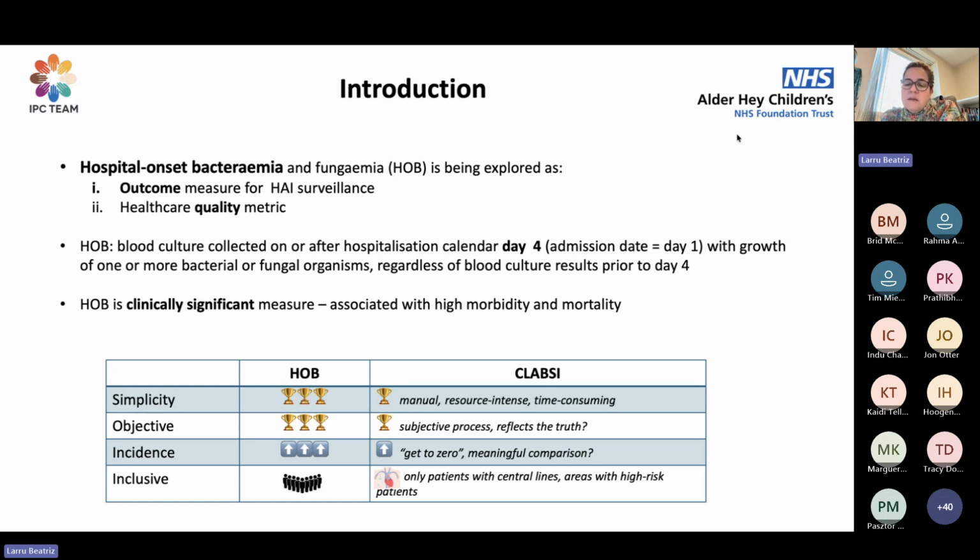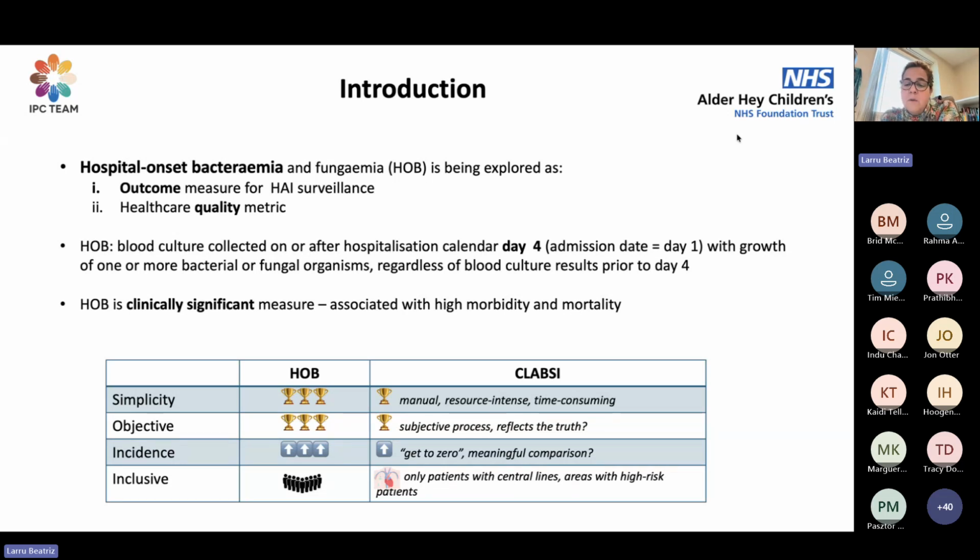But what the paper says in the introduction is the comparison between hospital onset bacteremia and a CLABSI metric. We are all very familiar with the CLABSI definition, and most of us use the CDC definition, but to really apply it is not simple. You have to do a manual review of the chart, particularly if you don't have an electronic medical record. It's time consuming, it's resource intensive.